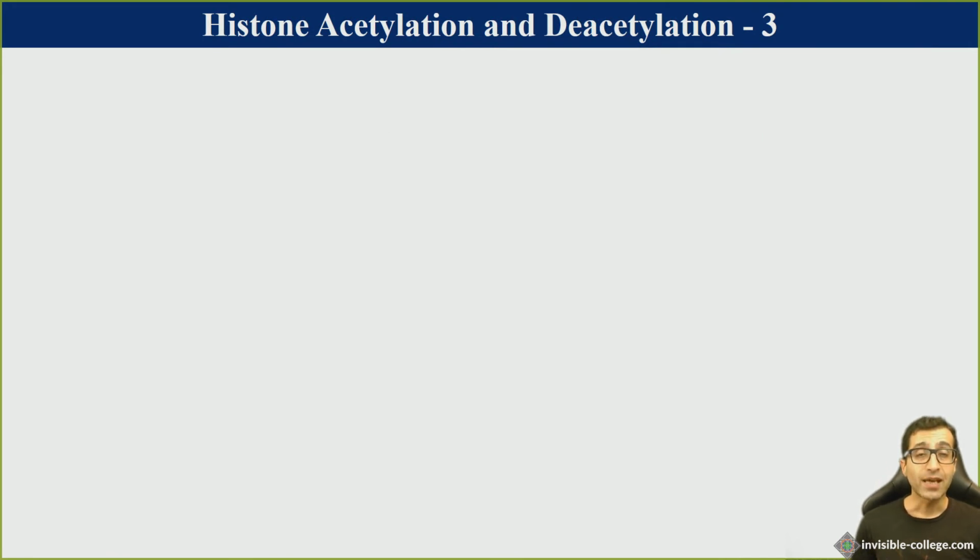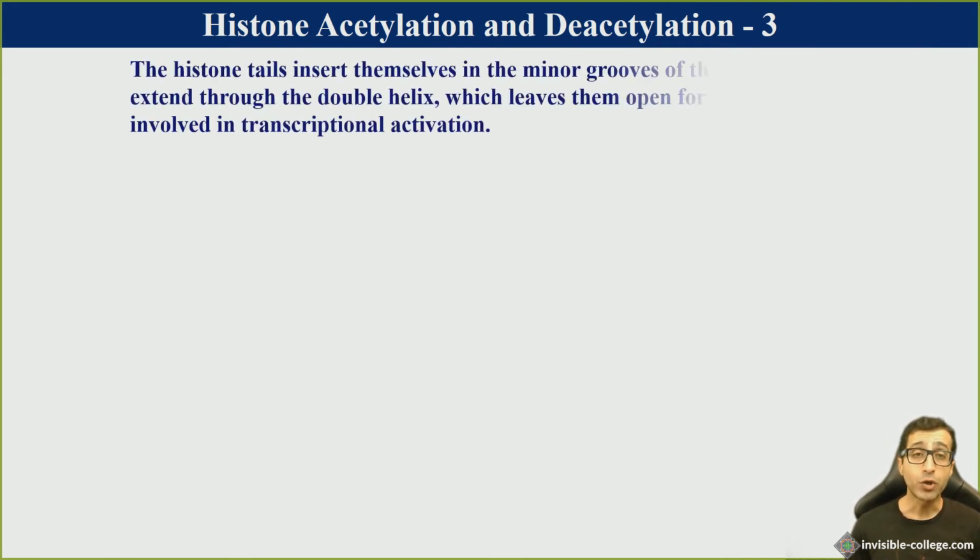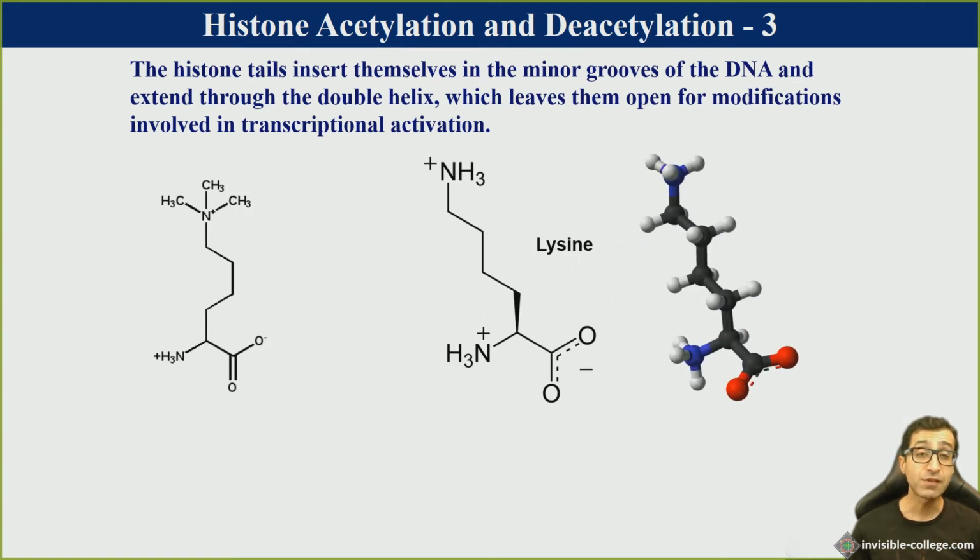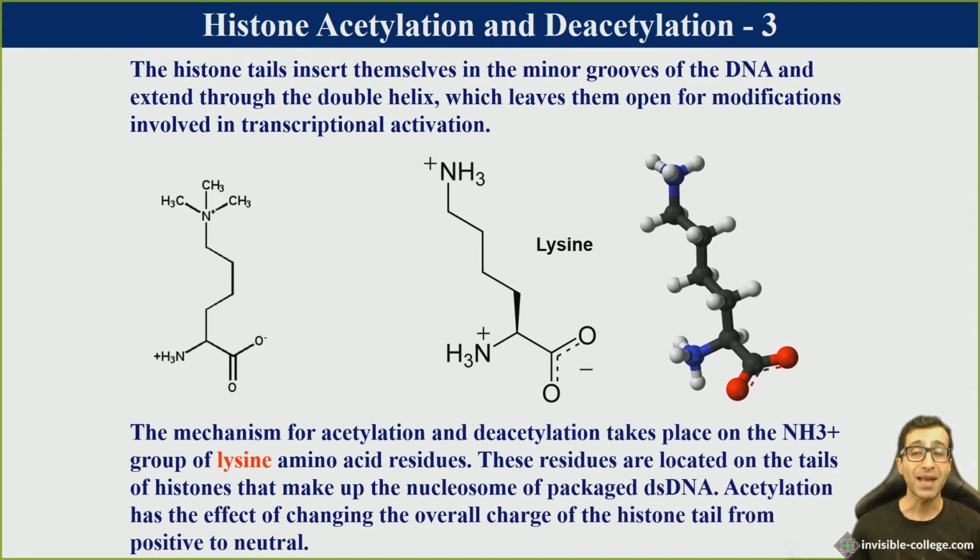So the histone tails insert themselves into the minor groove of the DNA and then extend through the double helix, and this in turn leaves them open for modification involved in transcriptional activation. The mechanism for acetylation and deacetylation takes place on the amino group of lysine amino acid residues. Now these residues are typically located on the tails of the histones that make up the nucleosomes of packaged double-stranded DNA. Acetylation has the effect of changing the overall charge of the histone tails from positive to neutral.